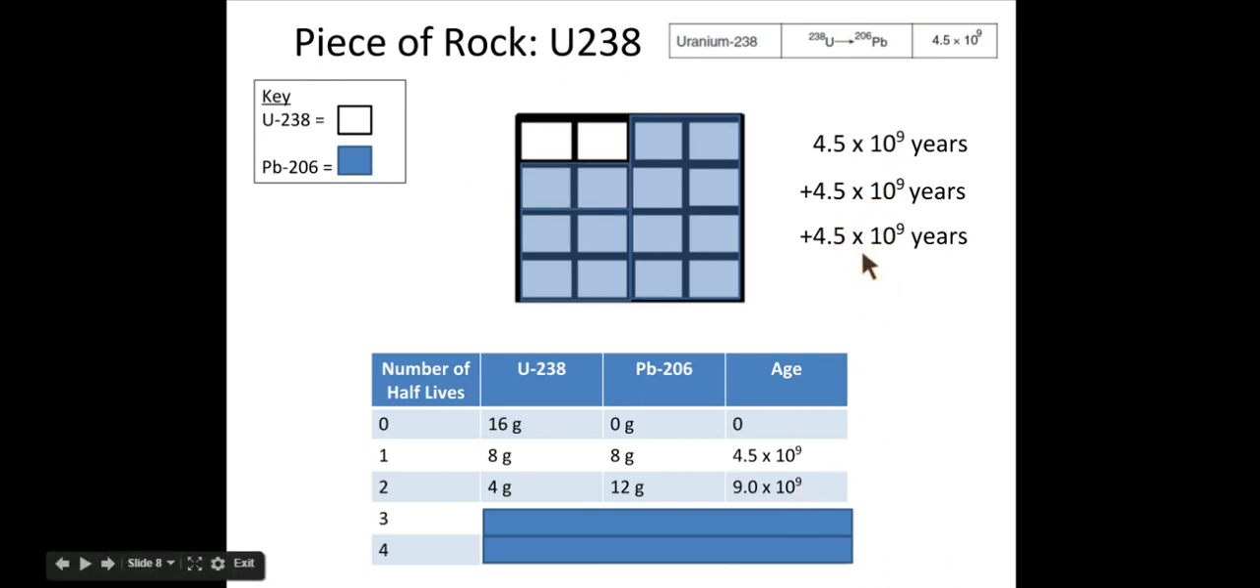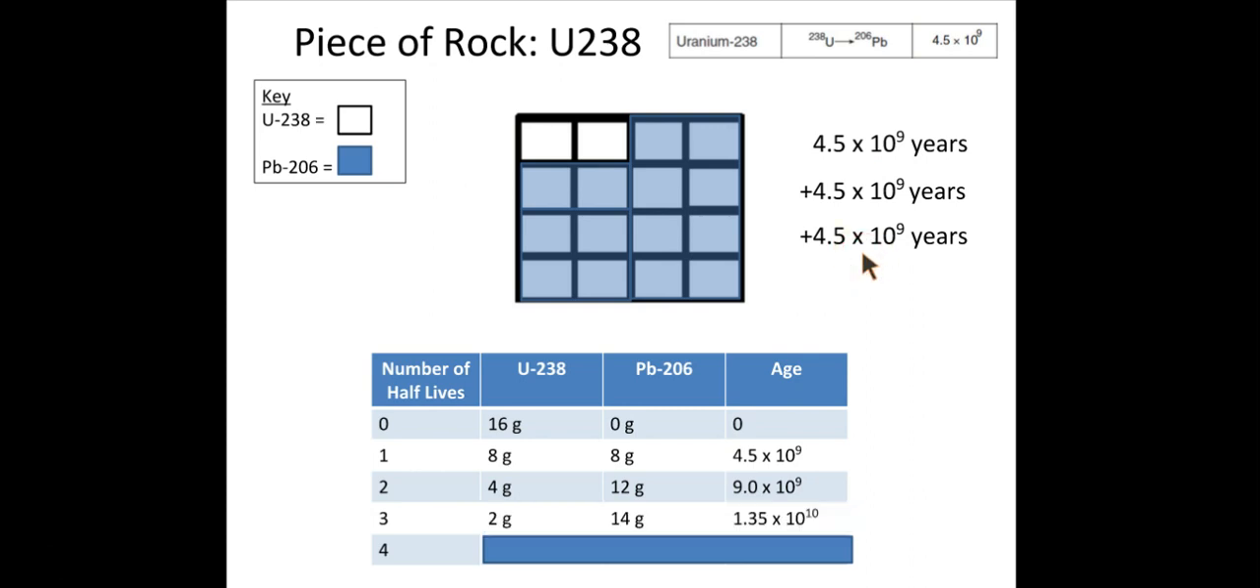Another half-life goes by, I cut it in half again. So I now have 2 grams of uranium and 14 grams of lead. And the age of my sample is 1.35 times 10 to the 10th. If you're confused at all about scientific notation, ask us for a little mini lesson and we'll go over why it's 10 to the 10th and not 13.5 times 10 to the 9th. Another half-life goes by, that's another 4.5 times 10 to the 9th years, and that means that my sample is cut in half again. I now have 1 gram of uranium-238 and 15 grams of lead, and my sample is 1.8 times 10 to the 10th years old.